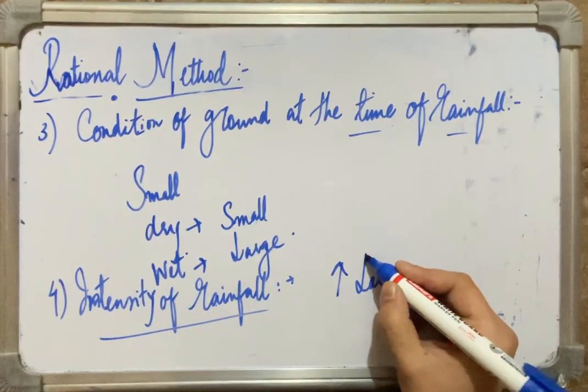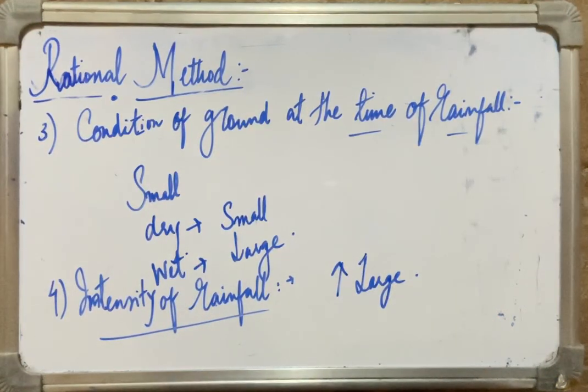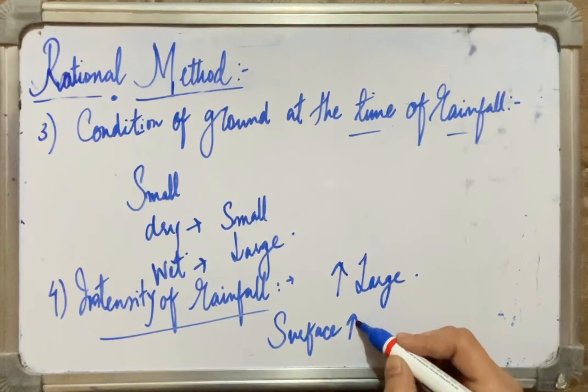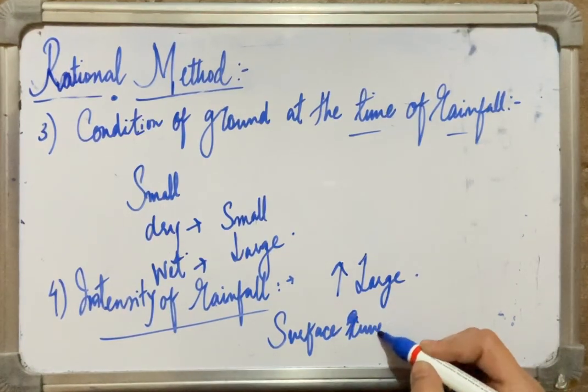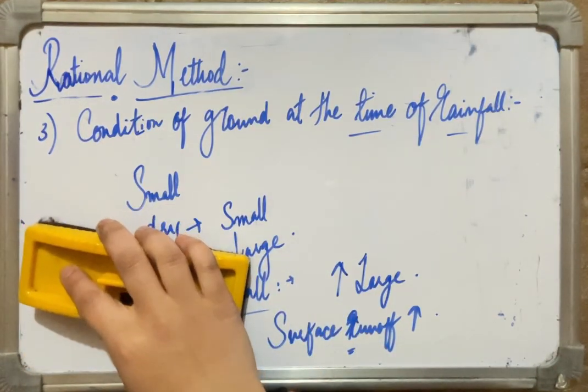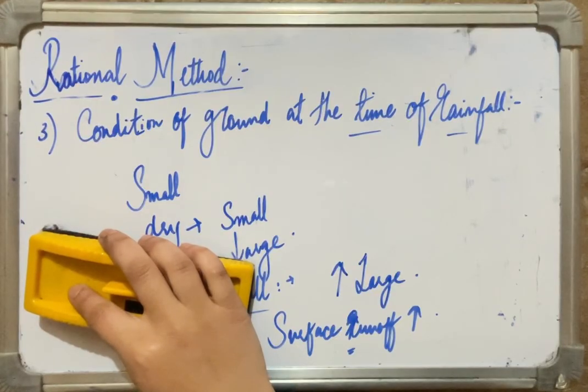So the intensity of rainfall also affects our coefficient of runoff. If it rains heavily and that too in a short duration of time, the soil will not get any opportunity to absorb the water. So the surface runoff will increase and so will our coefficient of runoff. The next factor which affects our coefficient is the interval between successive showers.